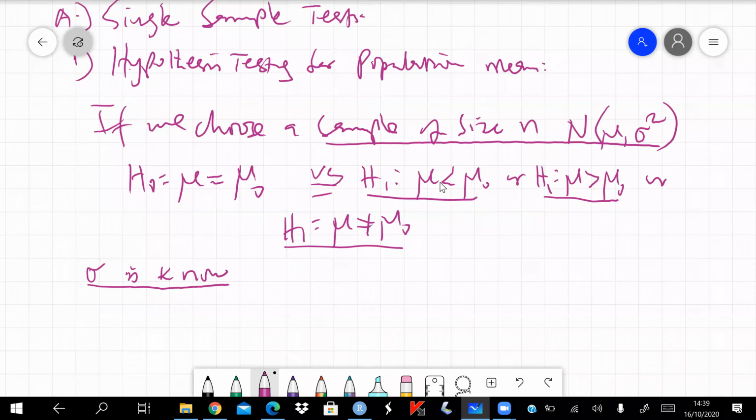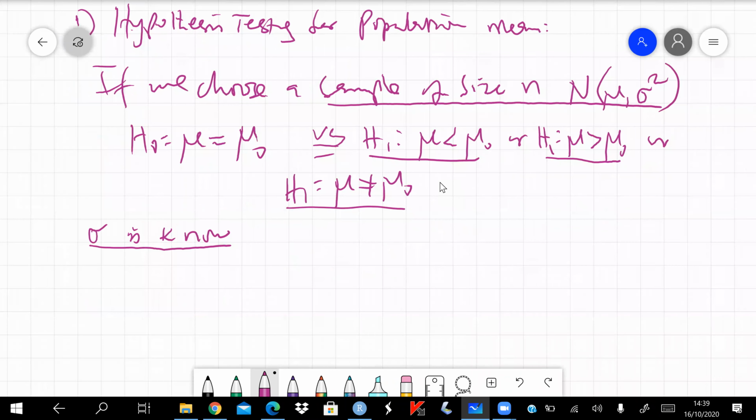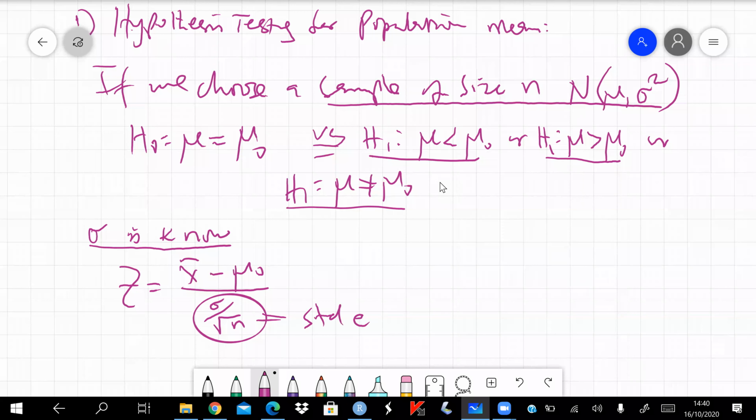If sigma is known, you use the standard normal or Z statistic. So Z is equal to X bar minus mu naught divided by sigma over root n, where the divisor here is what we are calling the standard error of the mean, which sometimes we denote as standard error of X bar. So when sigma is known, you use the standard normal as the statistic.